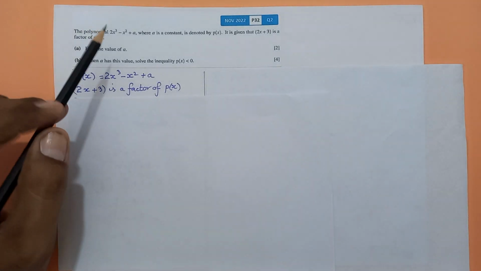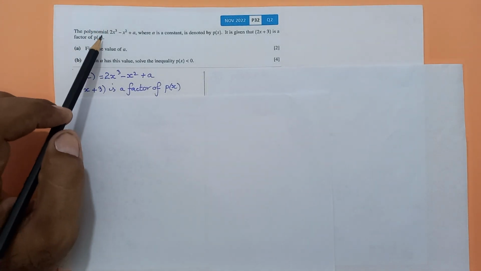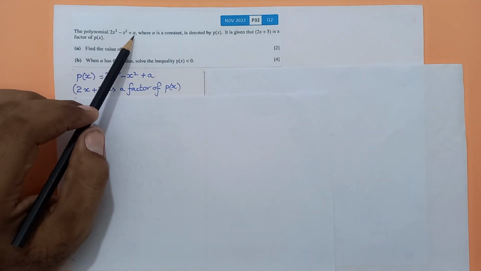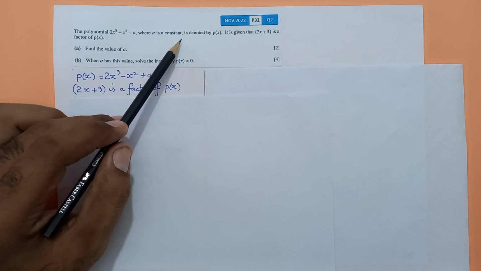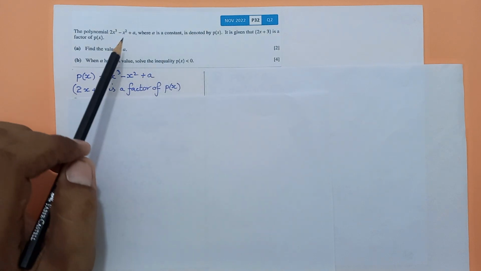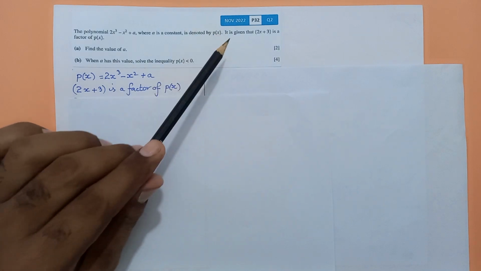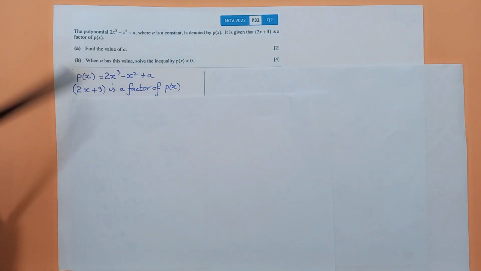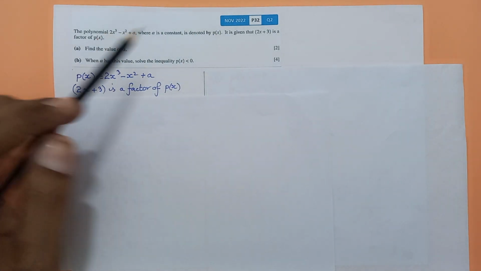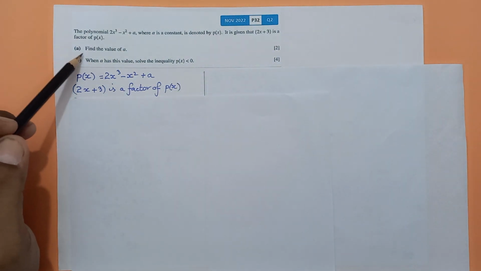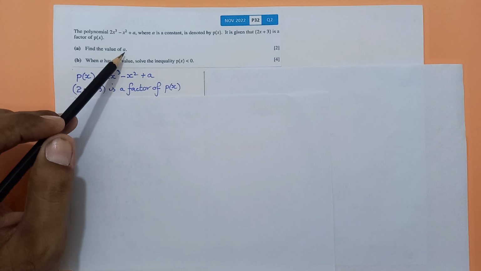Hello everyone. We have a question where it says that the polynomial 2x cube minus x square plus a, where a is a constant, is denoted by p(x). So this cubic equation is basically represented by p(x). It is given that 2x plus 3 is a factor of p(x). That means if it is a factor, the remainder will be 0. According to the a part, find the value of a.